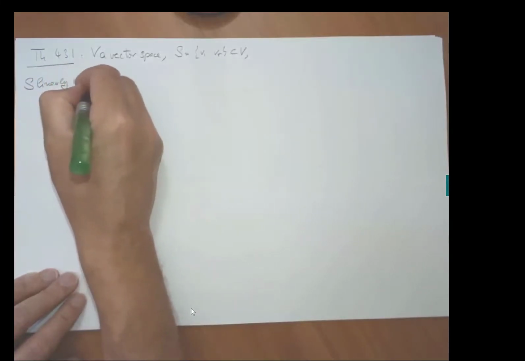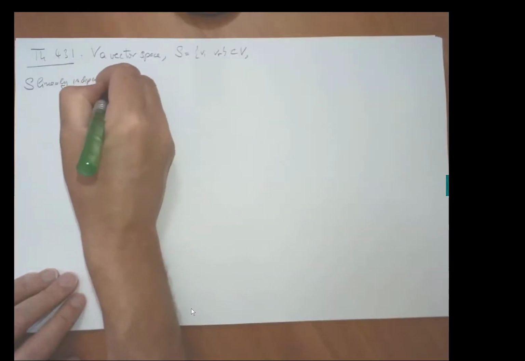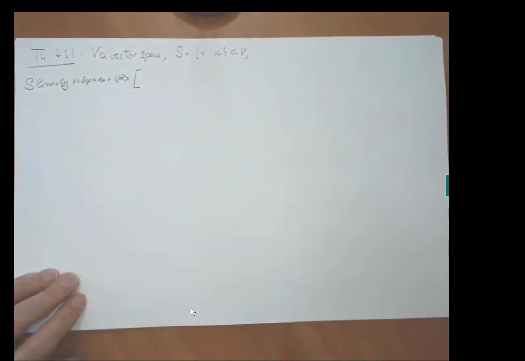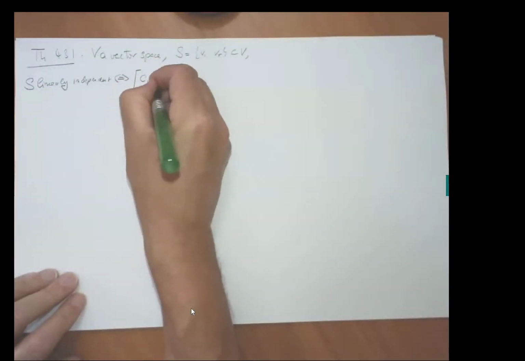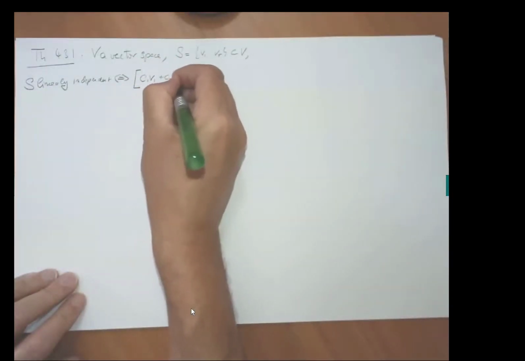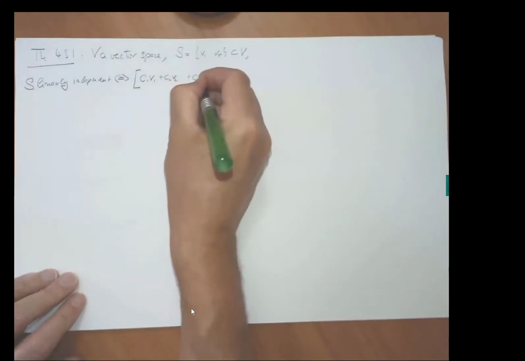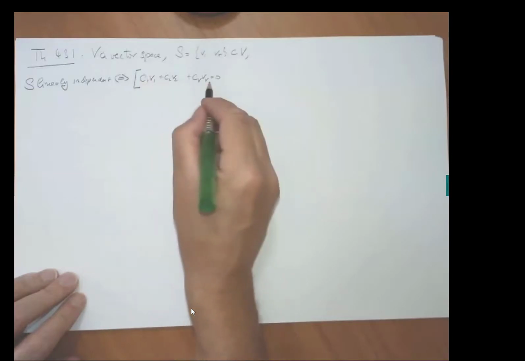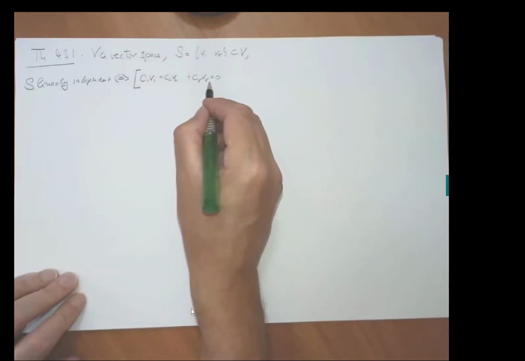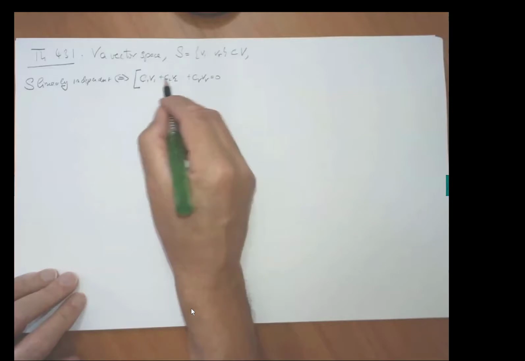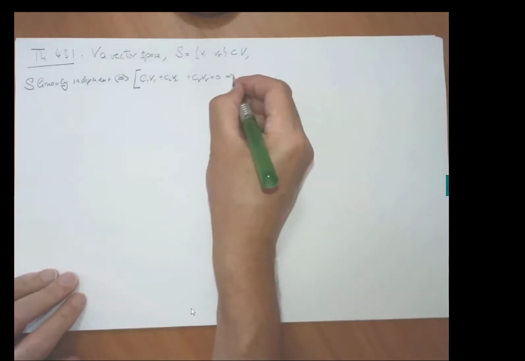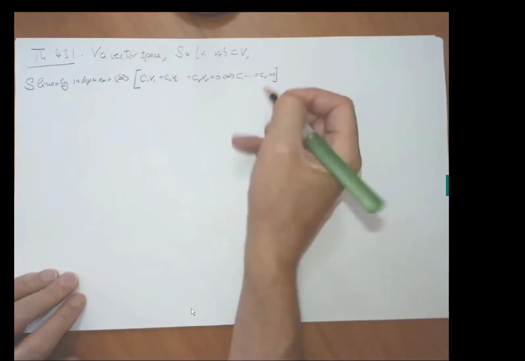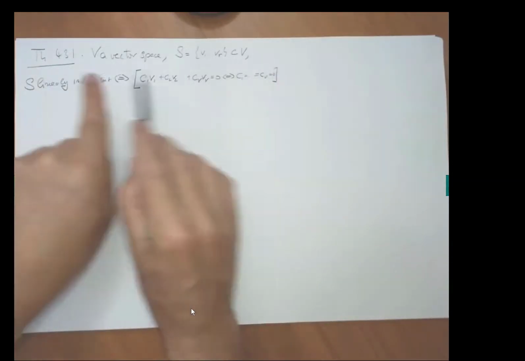is linearly independent if and only if you make a combination to 0. So if you combine these vectors to 0, the only way of doing it is if all the coefficients are 0. Okay, so instead of showing this, you can show this.